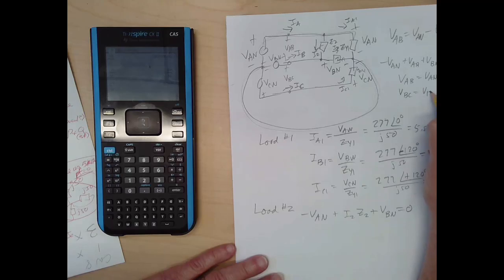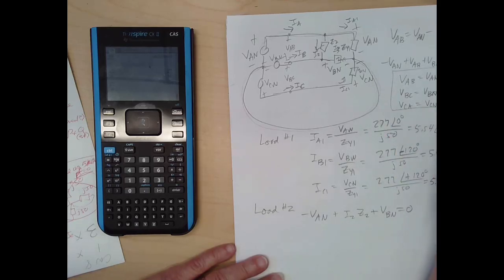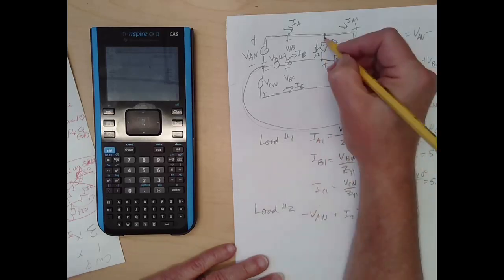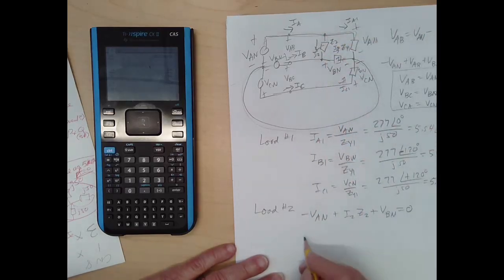You can do the same thing with the other two line-to-line voltages. VBC is VBN minus VCN, and VCA is VCN minus VAN. Okay, just in general, you can do that. And so we could have just said, well, this is VAB, and so it's going to be VAN minus VBN, or it's probably easiest to just leave it as that.